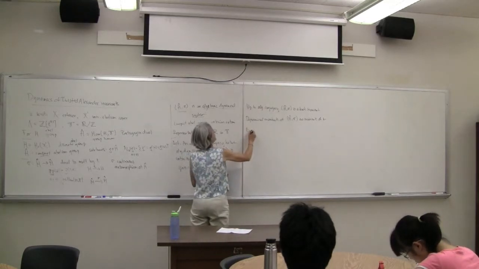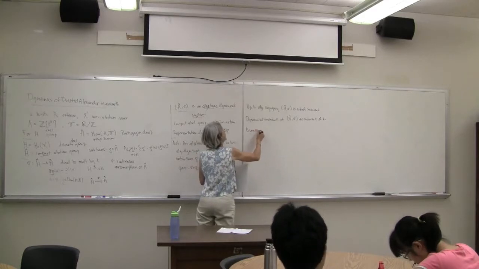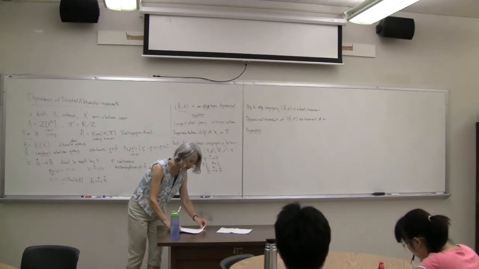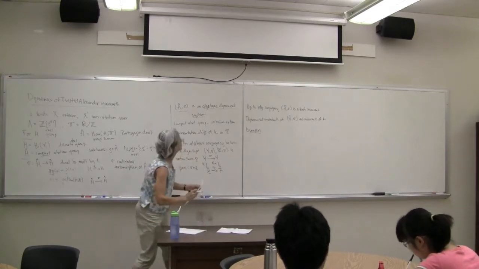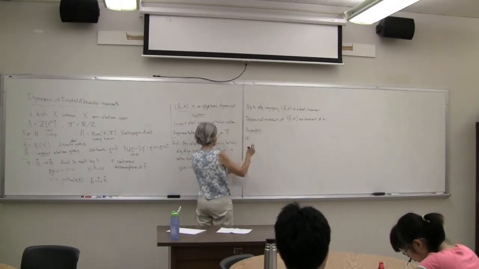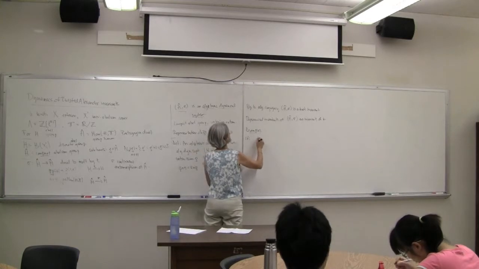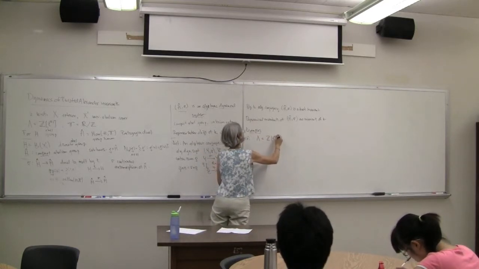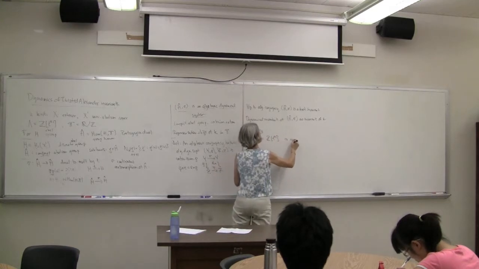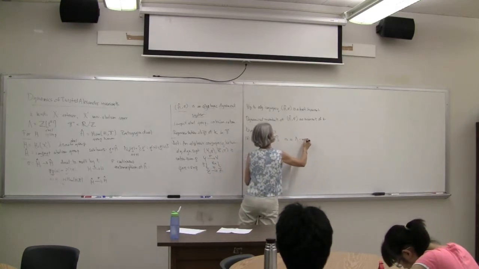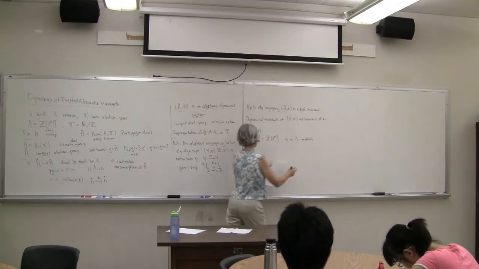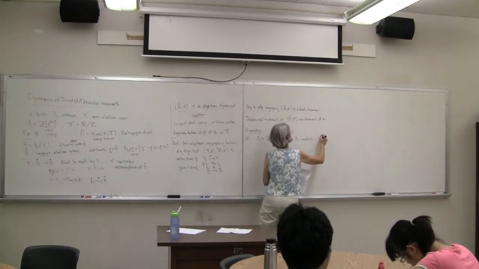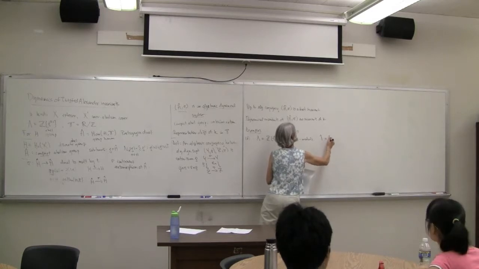So, let's do some examples. Before I do any knot examples, let's do this kind of an example zero. Let's look at lambda itself. That is a lambda module. And so let's ask what its dual should look like.